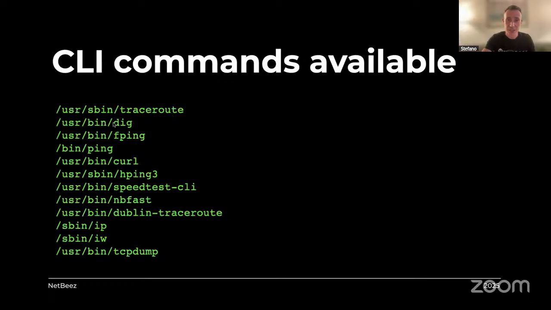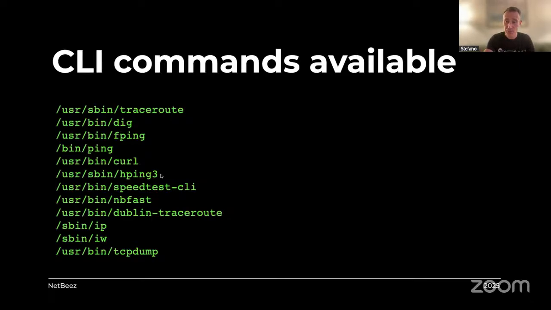From all your agents. Dig is a DNS utility. fping is a ping utility, along with ping. And then we have curl. Curl is the one, for example, that I use in the script to break down the HTTP loading time into different steps of the HTTP process.